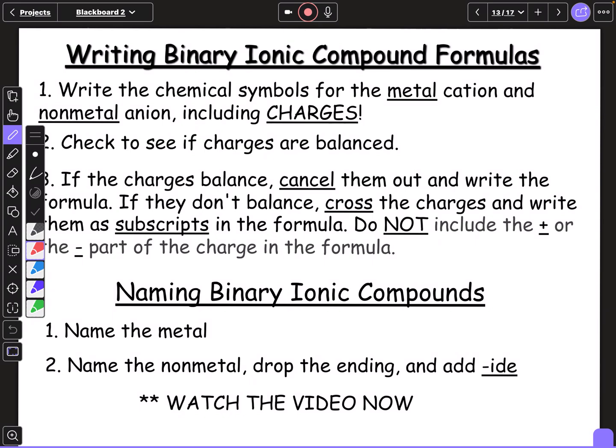Naming binary ionic compounds, you name the metal, you name the nonmetal, drop the ending and add IDE. There are no prefixes. We use those for covalent compounds. For ionic, we do not use these.